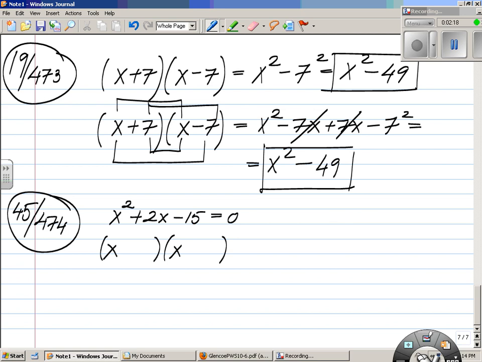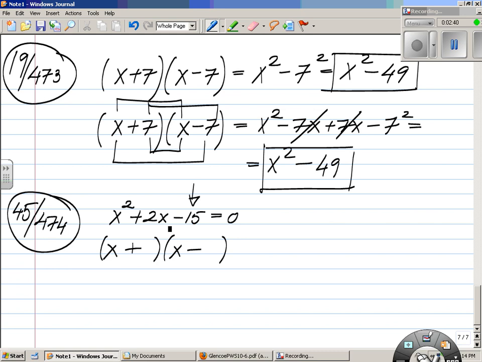Now, I need to find the last term in each one. My last term in the initial trinomial is negative 15. The fact that I have a negative number there tells me that the last numbers in both binomials will have what kind of signs? Same sign or different sign? Different sign. One will be plus, one will be minus.